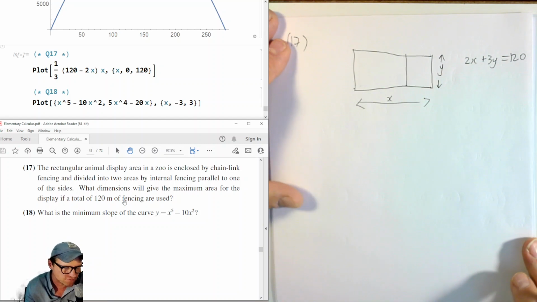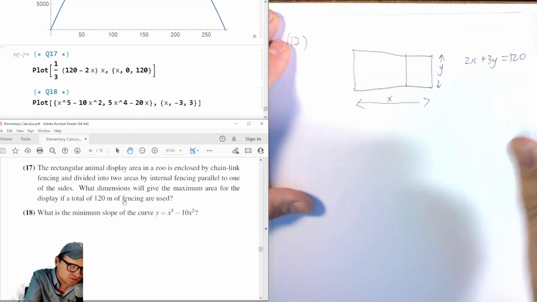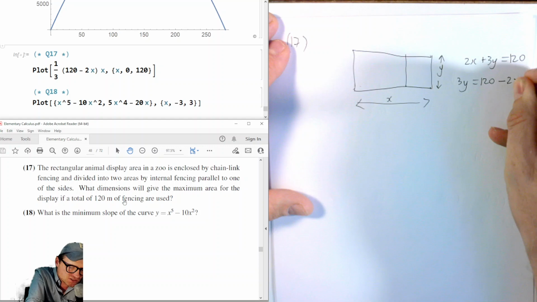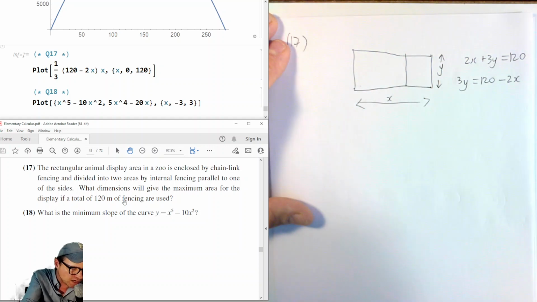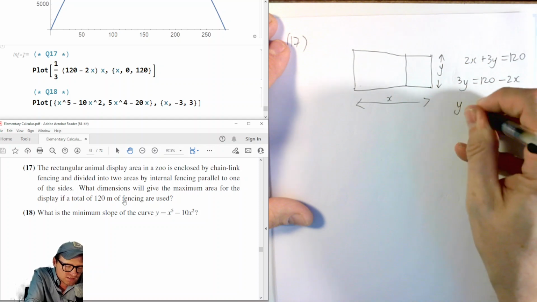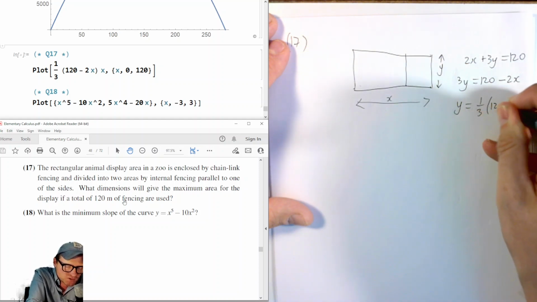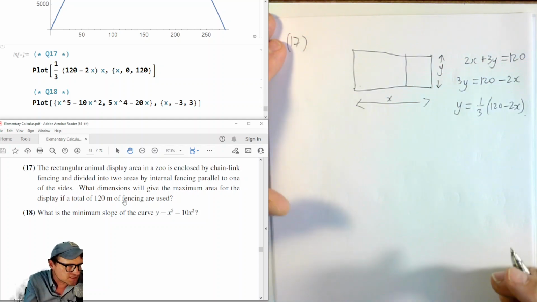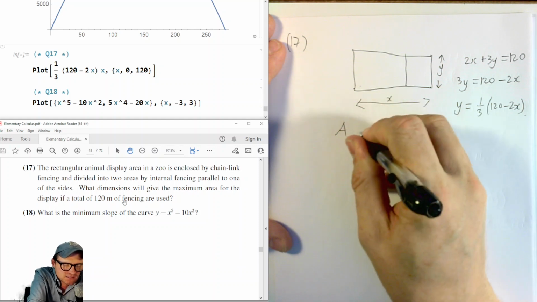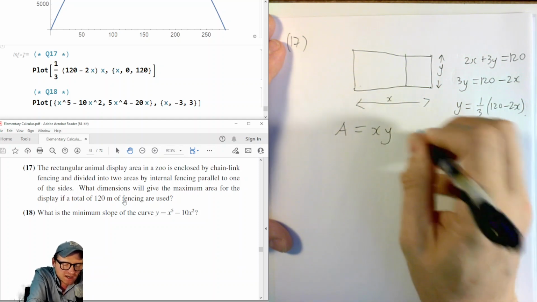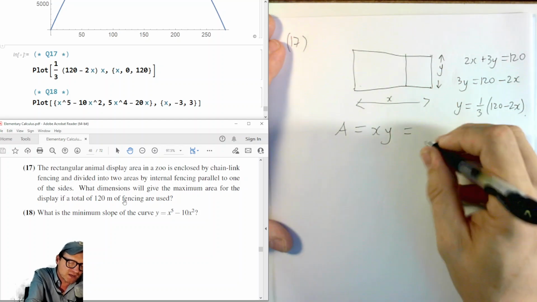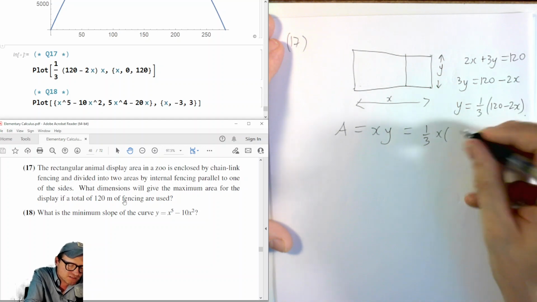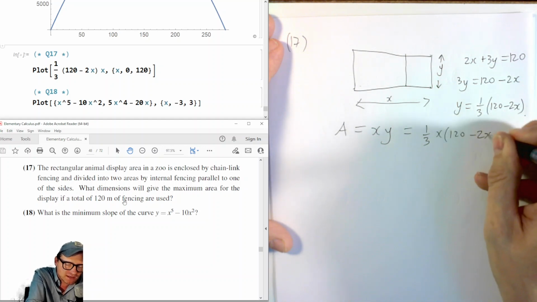Now we want to solve this constraint for y. So we subtract 2x from both sides and write 3y equals 120 minus 2x, and then we divide throughout by 3. So y is 1/3 of 120 minus 2x. Okay, now, what dimensions give maximum area? The area is equal to x times y, but given that y is this, we have 1/3 of x times 120 minus 2x.